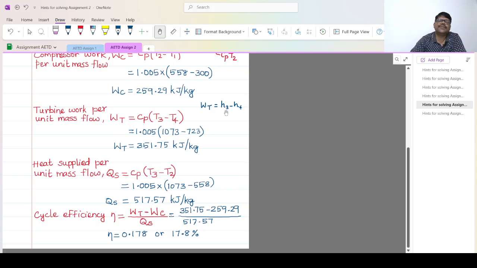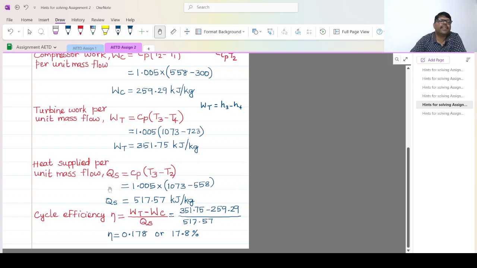Then coming to the turbine work per unit mass flow, Wt equal to, again, the enthalpy change during the expansion process 3 to 4. As earlier, H3 can be written as Cp into T3 and H4 can be written as Cp into T4. Therefore, Wt comes out to be Cp into T3 minus T4. Upon substituting all the known values, I get the turbine work to be 351.75 kilojoule per kg.